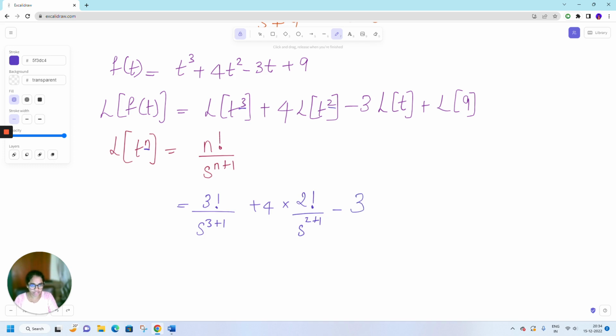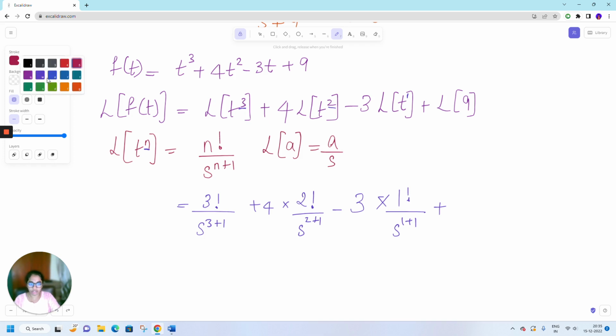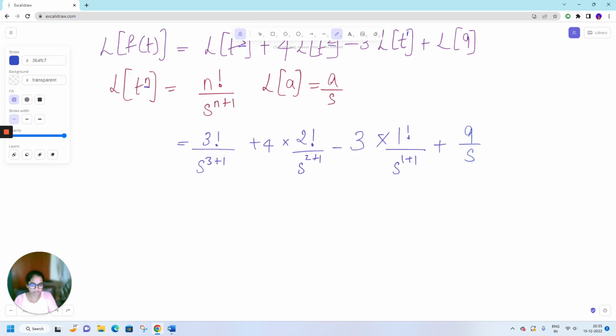Minus 3. See, you have t. This basically means it is t to the power 1. So in place of n I have 1 factorial divided by s to the power 1 plus 1. 9 is a constant. What is the Laplace of constant? Laplace of constant A is A divided by S. So Laplace of 9 would be what? Laplace of 9 is 9 divided by S.